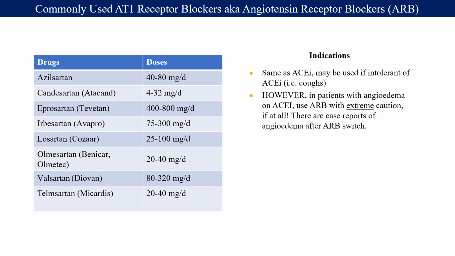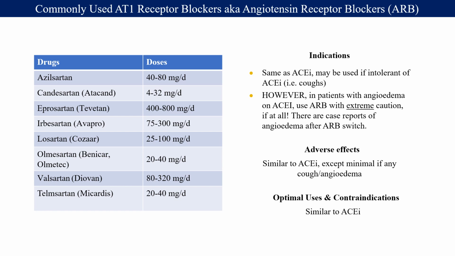While it is common practice to switch an ACE inhibitor to an ARB in patients who develop cough on an ACE inhibitor, extreme caution must be given in doing the same for patients who develop angioedema with an ACE inhibitor. There have been case reports of angioedema following ARB switch. Adverse effects are similar to those seen with ACE inhibitors, except for a lower risk of cough and angioedema. Optimal uses and contraindications for ARBs are similar to those for ACE inhibitors.